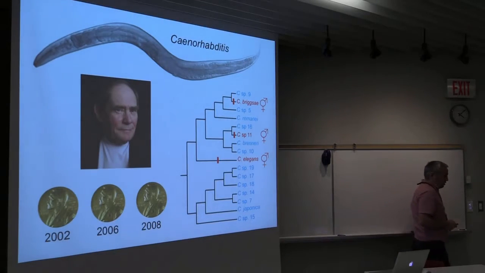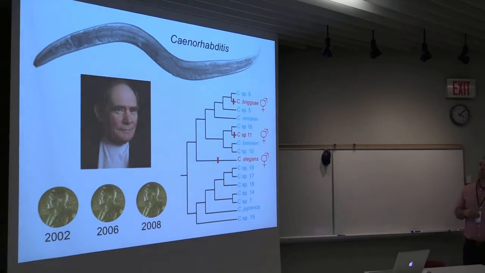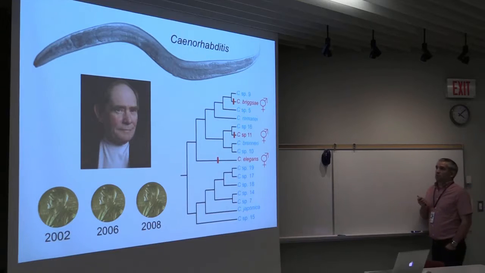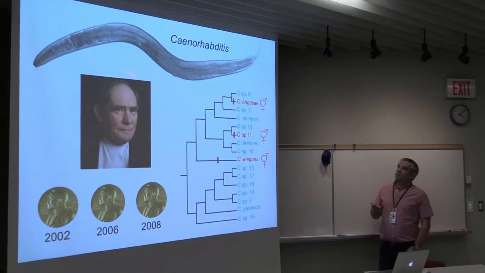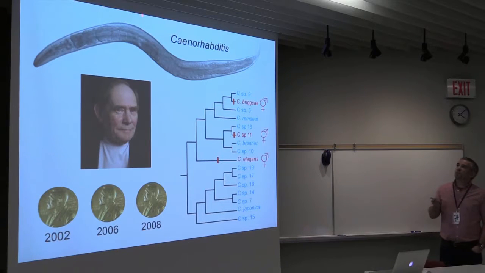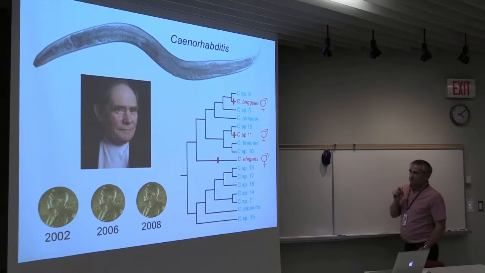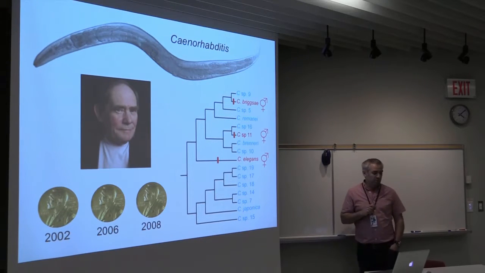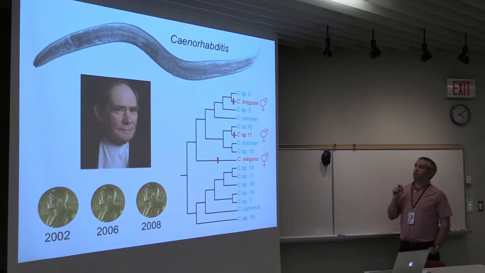So, as I was mentioning, C. elegans is a famous model organism. It is used in hundreds of labs around the world. And the reason why Sydney Brenner chose C. elegans in the first place is because he wanted a simple organism to study the development of the nervous system. The other reason why he chose C. elegans and not another species is because of a little trick.